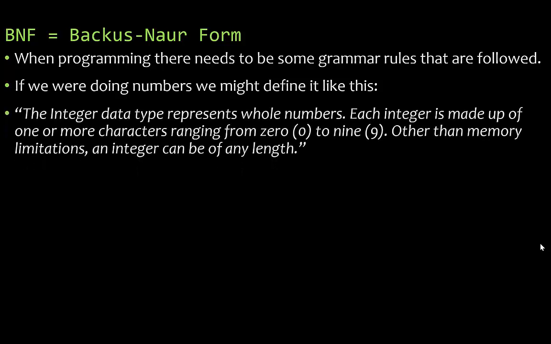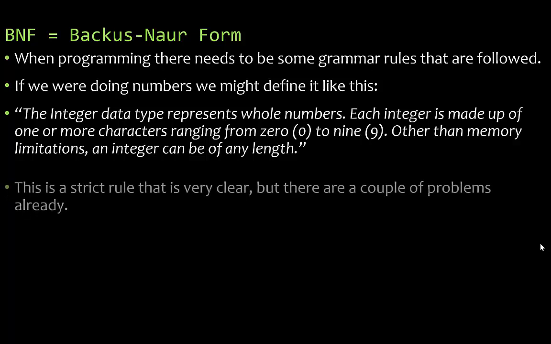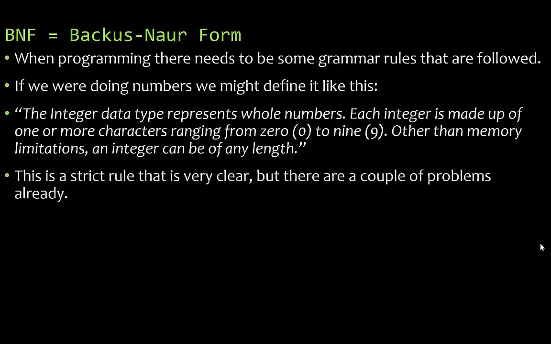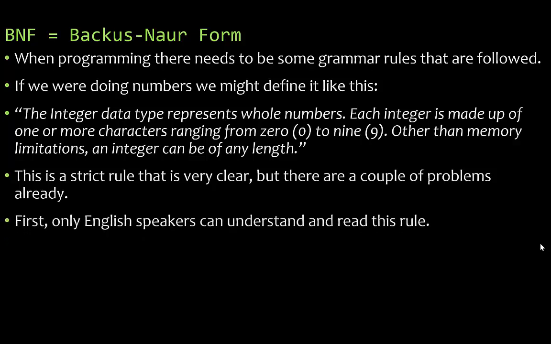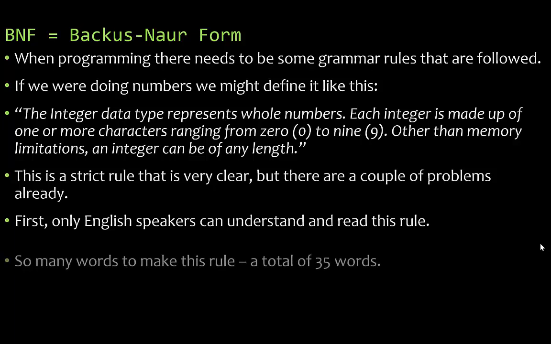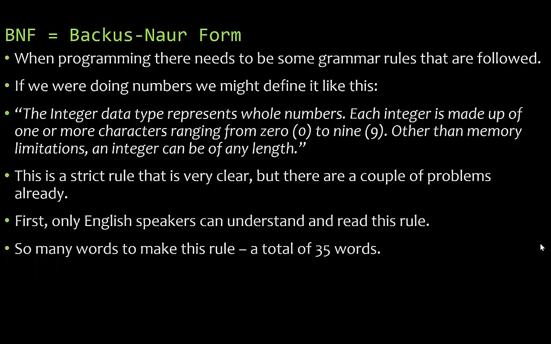The integer data type represents whole numbers. Each integer is made up of one or more characters ranging from 0 to 9. Other than memory limitations, an integer can be of any length. Now, this is a strict rule that is very clear, but there are a couple of problems already. First, if you don't speak English, you can't understand it. Only English speakers can read this rule. And there are so many words in this rule: 35 words in total.